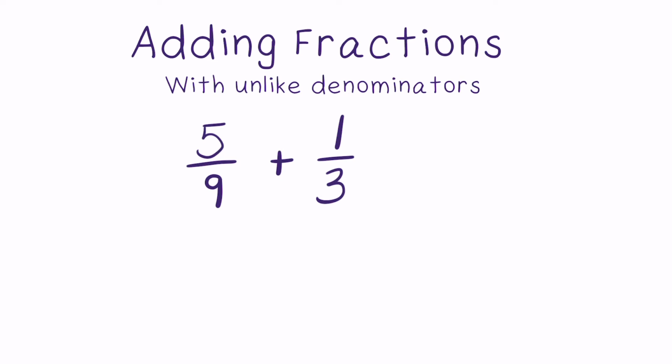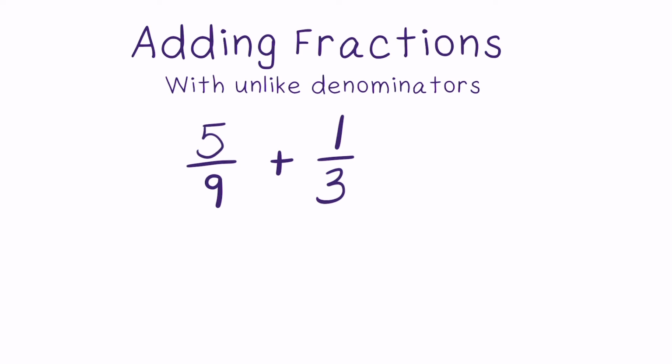The reason for this is that a fraction is a part of a whole, and the denominator represents how many parts the whole has been broken up into. In order to add different parts of a whole together, you have to be talking about the same thing. You have to be talking about a whole that's been broken up into the same amount of parts, which again is represented by the denominator. So in this case, 5/9 plus 1/3, we do not have a common denominator, so we have to find one.